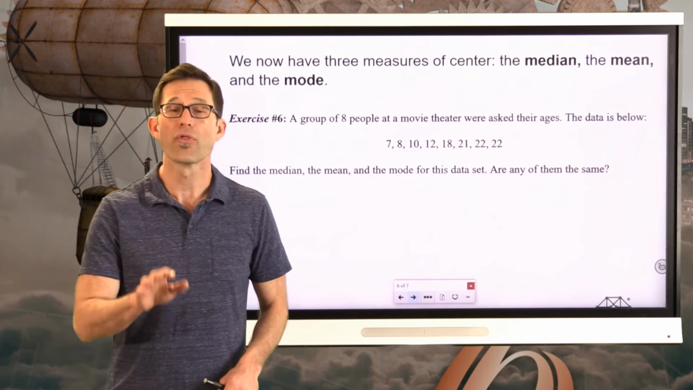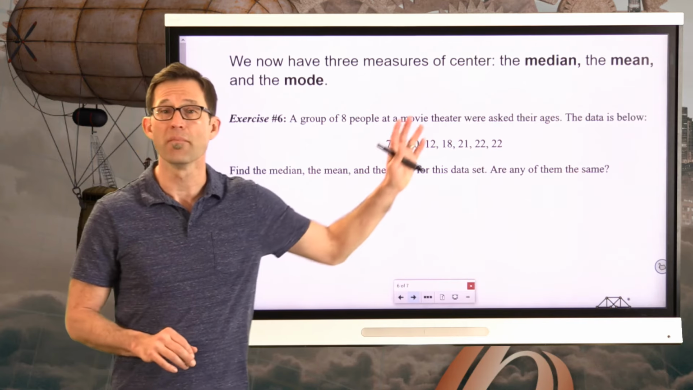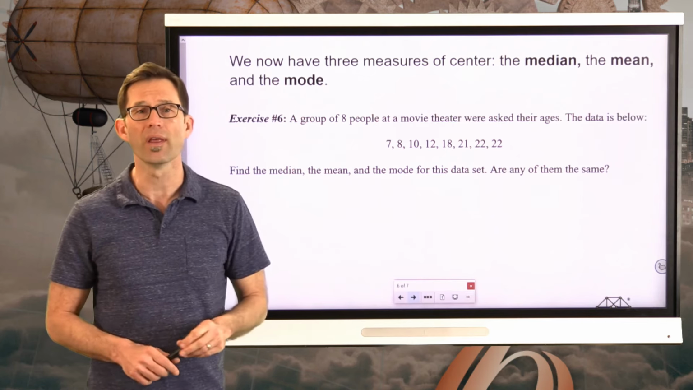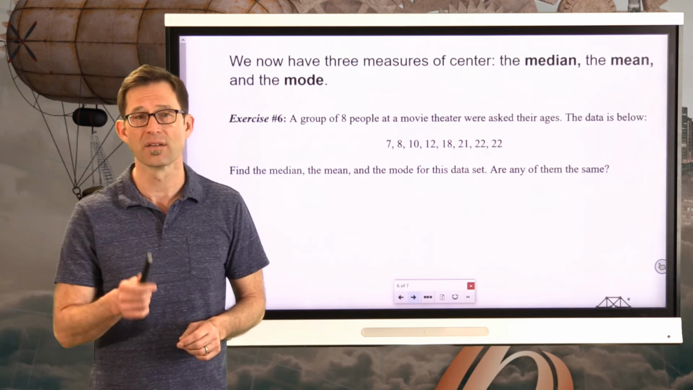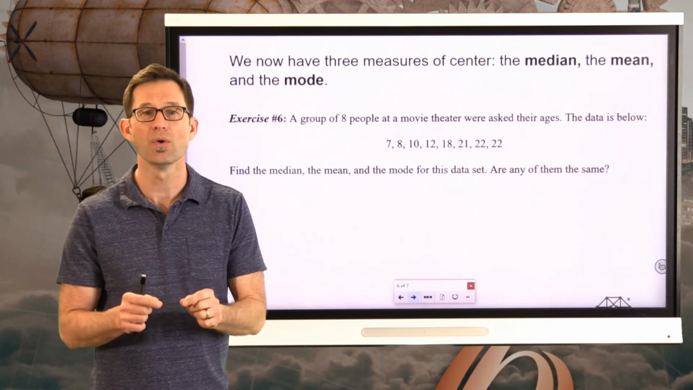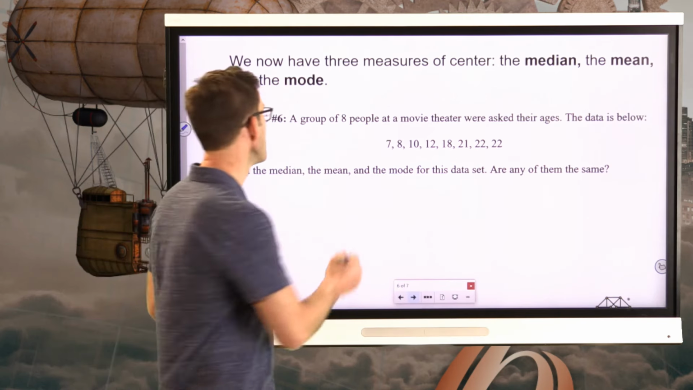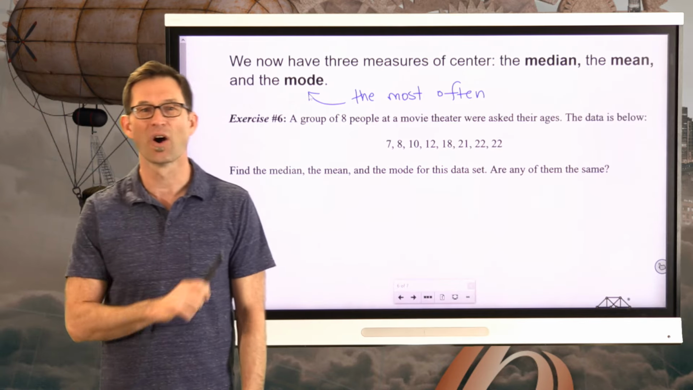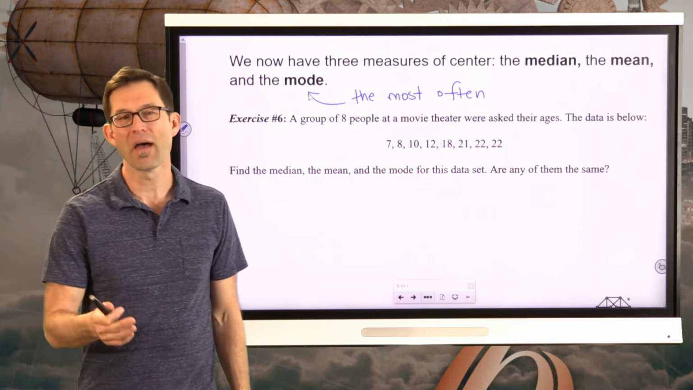We now have three measures of the center. We have the median and the mean, which we looked at in this lesson, and then we also looked at the mode in the first lesson on statistics. Remember, the mode is simply the data value that shows up the most often. Let me write that down so that you remember. Ironically, it's actually the measure of center that is used the least often. And again, you could imagine why.